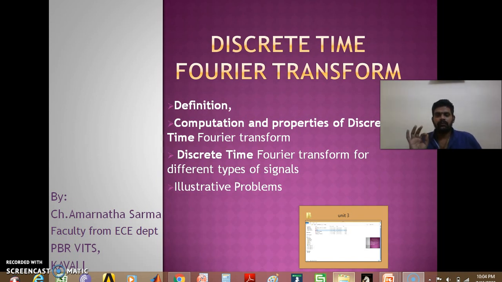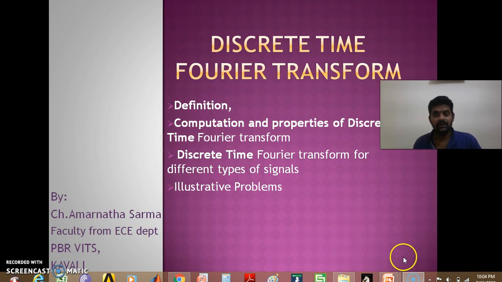So people should read this unit, and moreover this unit is a very basic unit for further courses like digital signal processing and digital image processing. You will use these basics to understand those courses.